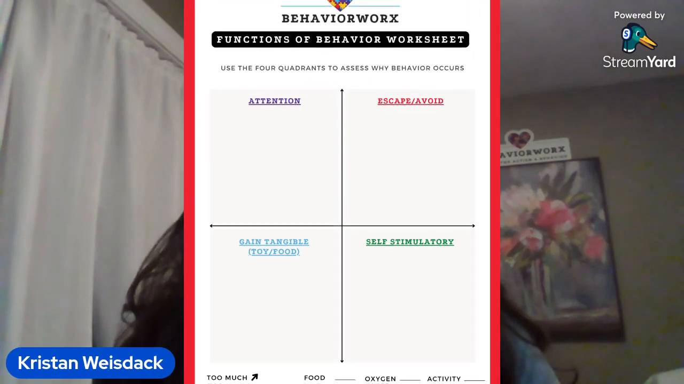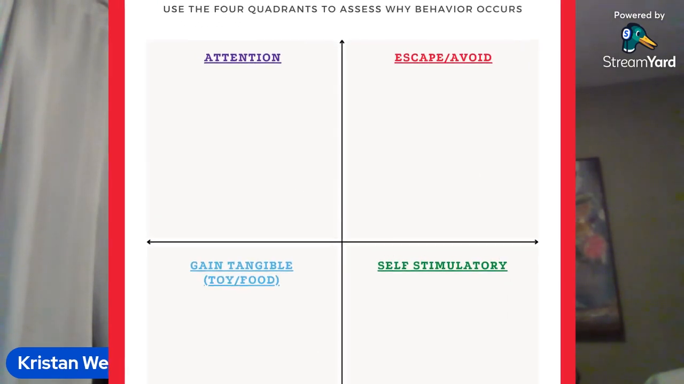So before we get into how to use that when a child is refusing, again, what I want you to do is use this time to really help you understand how to use that 4-quadrant sheet: the attention, escape, avoidance, gain tangible, and self-stimulatory. If you don't know what that is, join our email list, and it's a free download that you can use when you're following along with our Work Through It Wednesday videos. You'll have 2 sheets that you get. It'll include the 4-quadrant sheet where it says attention, escape, avoidance, gain tangible, self-stimulatory.